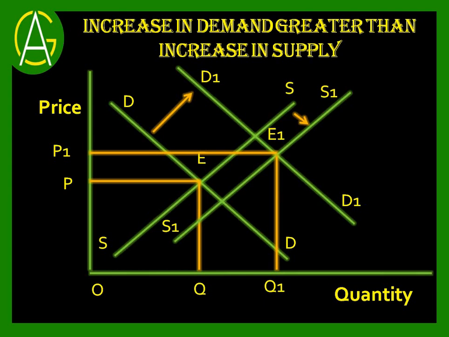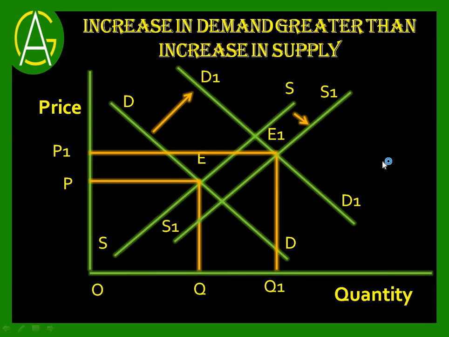Whenever there is a shortage in the market, it means that the price will increase. So the price has increased. But you know that demand has increased. It means that quantity will be purchased in a greater amount. So the quantity has also increased. So quantity will increase and price will increase.